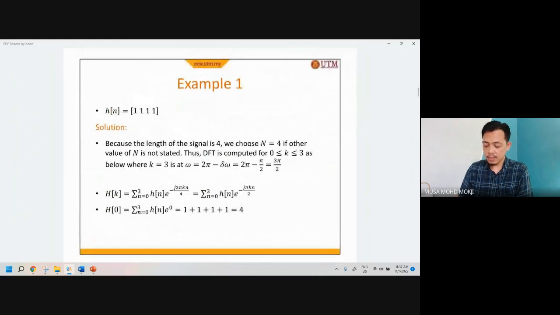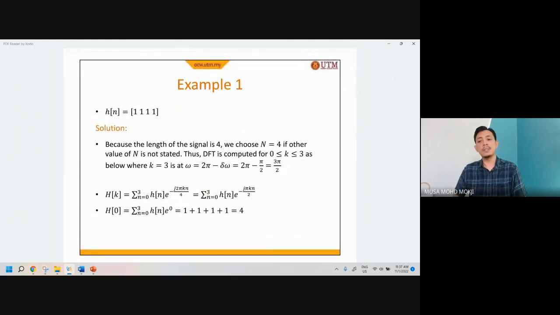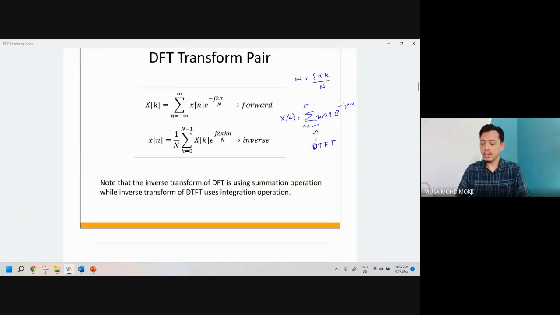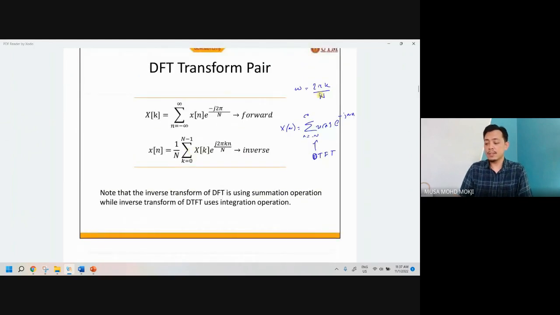Those are the basics of what DFT actually is. What we do is sampling in the frequency domain. Doing that means replacing omega with 2 pi k over N. So that is DFT. Everything else is the same concept; essentially, we are doing the same concept.